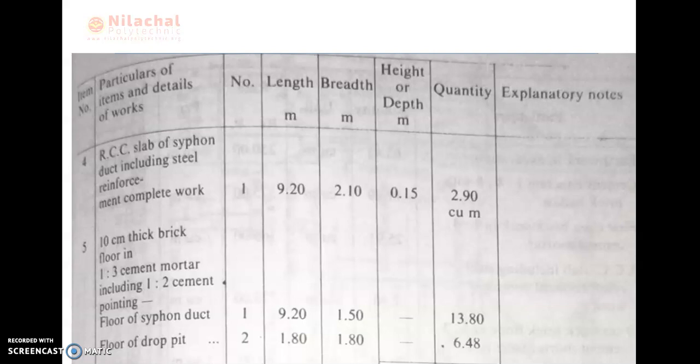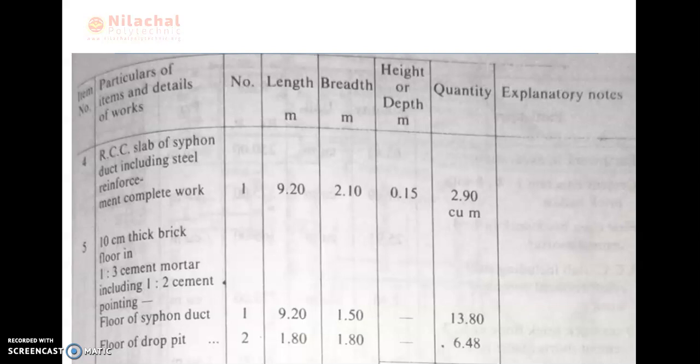Good morning everyone. In the previous class we discussed the RCC slab of siphon, including reinforcement, complete work. The quantity of RCC slab of siphon we defined as 2.90 cubic meters. In this class we discuss item number 5, particulars of item: 10 cm thick brick floor in 1:3 cement mortar including 1:2 cement pointing, floor of siphon duct.